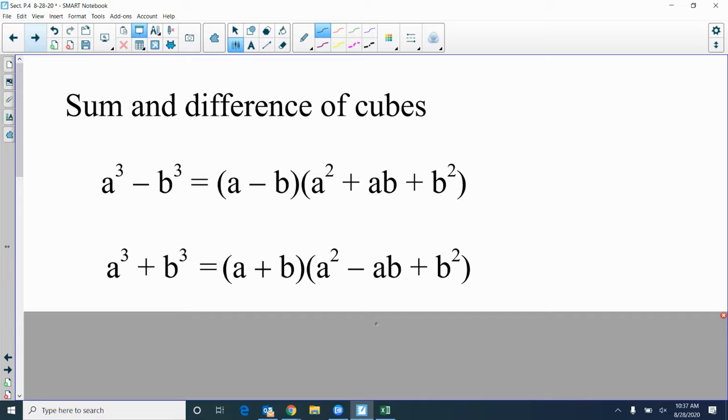There's your two formulas. Now, sum of squares never works. Sum of cubes does. You're going to need to know these equations. Okay? You're going to need to know these. So if you have a cubed minus b cubed, first two is a minus b, and then you got a squared plus ab plus b squared. And then a cubed plus b cubed.